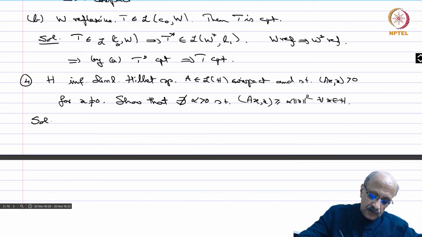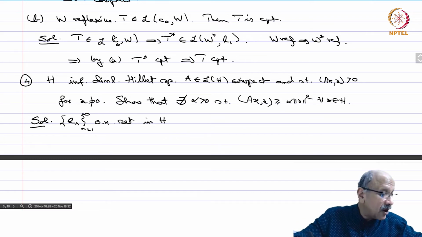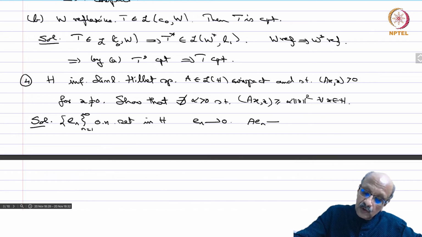So, solution. We have that En is an orthonormal set in H. It may or may not be a basis depending on whether H is separable or not, but by Bessel's inequality we know that En always converges weakly to 0. Therefore, AEn should go strongly, or in the norm, to 0.